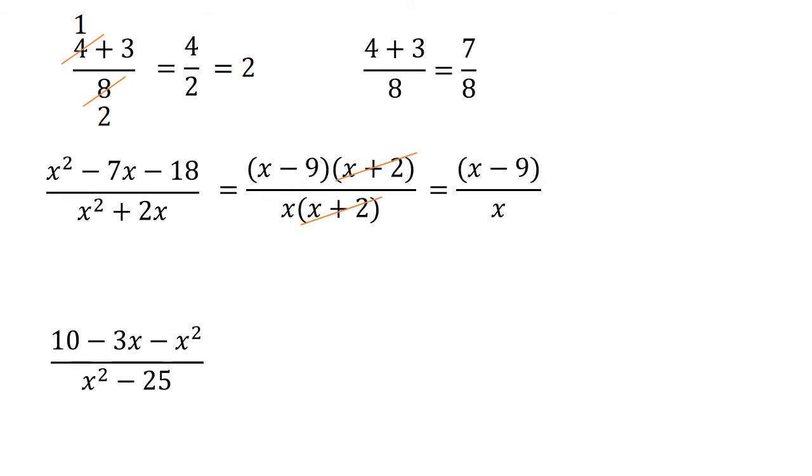All right, let's look at this problem. So this problem has a few issues with it. The first issue is you notice the top is in the wrong order. So maybe I might want to rearrange that order or put the negative x squared first and the 10 last. But again, I still have an issue here where I have a negative x squared, and I would rather that be a positive x squared. So I'm going to factor out a negative, basically a negative 1 on the top. You get x squared plus 3x minus 10 in there. So that changes all those signs. And now I'm going to factor this.